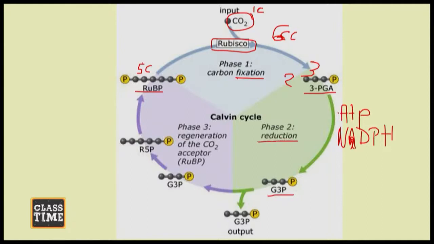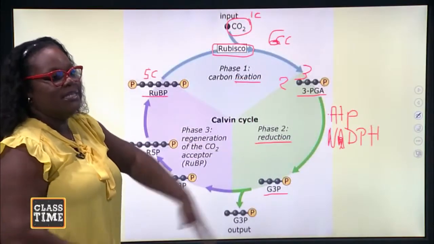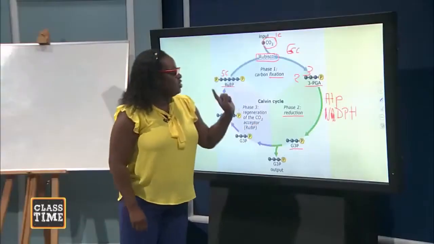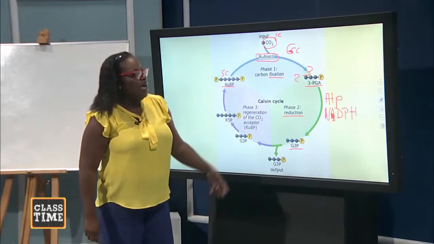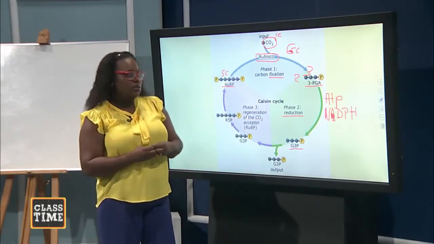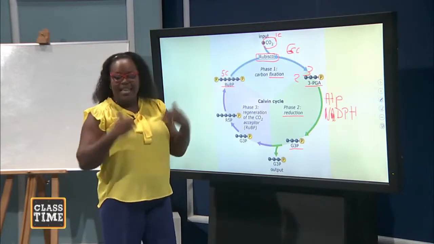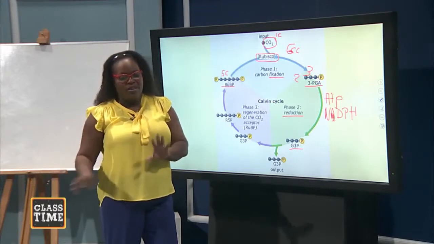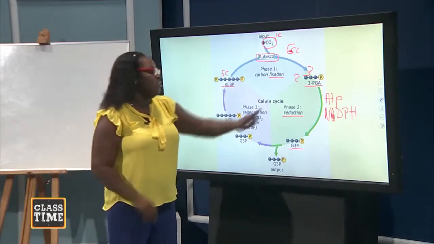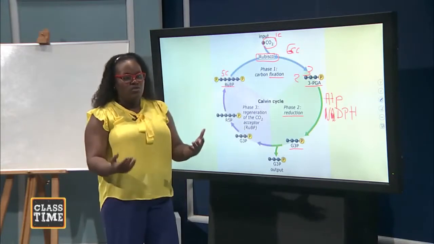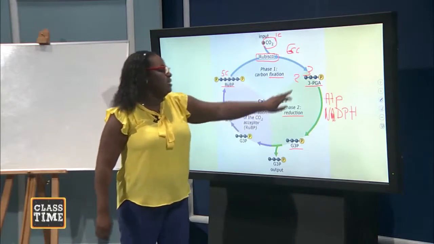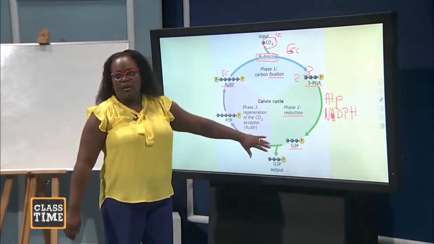Again, just like with fixation, the word reduction in science has a specific meaning. That meaning is that a substance is either going to gain some electrons or gain hydrogen. That is what reduction means from a chemical point of view, not that it's reducing in size. So there's no reduction in size. That is usually a misconception students have when they say the reduction phase; they think there is a loss of something. But that doesn't happen.